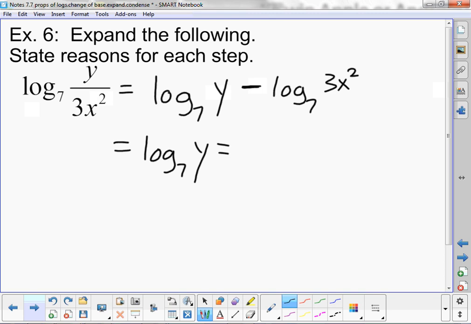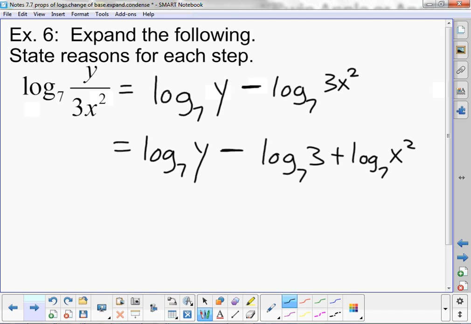Now, the split apart, it's not equals. The split apart here, you've got to be kind of careful. So what you want to do here is log base 7 of 3 plus log base 7 of x squared.